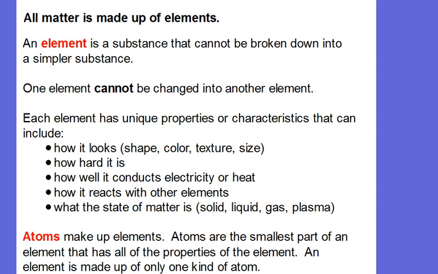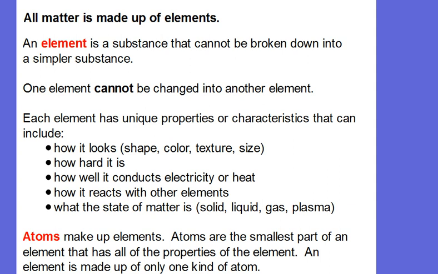Each element has unique properties or characteristics that can include but are not limited to how it looks, what its shape, color, texture, size, how hard it is, how well it conducts electricity or heat, how it reacts with other elements, what the state of the matter is, if it's solid, liquid, or gas, is it magnetic, can it be stretched out into thin wires. There are many different properties, and density, actually, which we'll talk about a little more later, is another property.